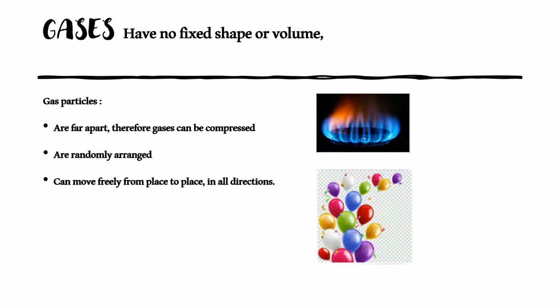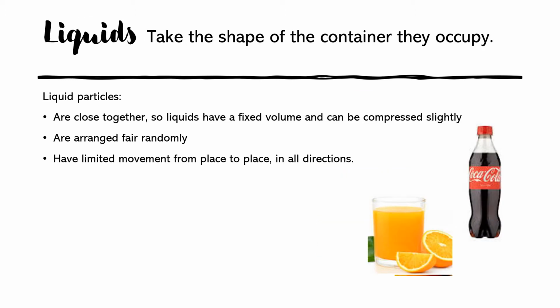The particles are far apart, therefore gases can be compressed. They are randomly arranged and can move freely from place to place in all directions. Liquid particles are close together, have a fixed volume and can be compressed slightly, are arranged randomly, and have limited movement from place to place in all directions.